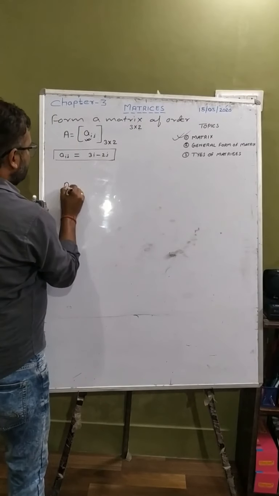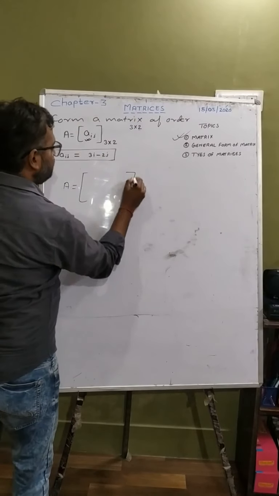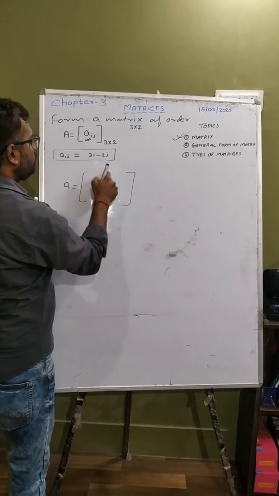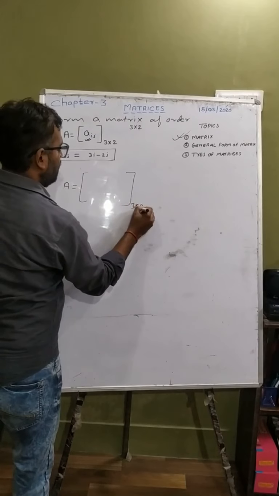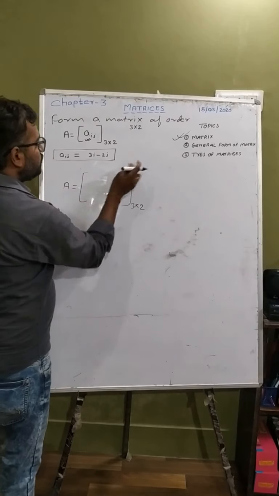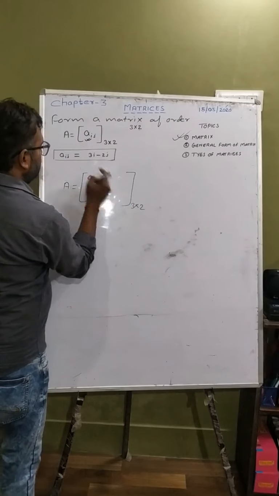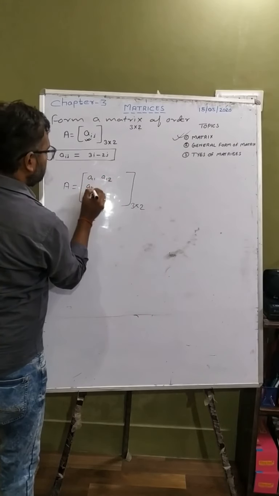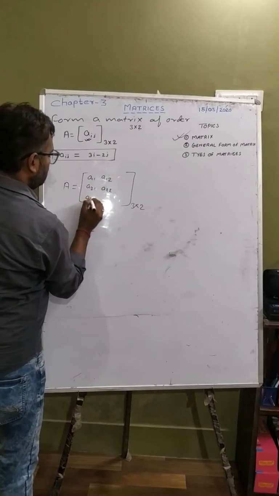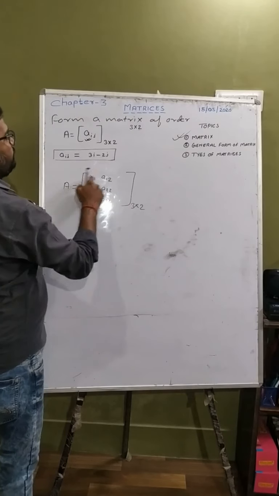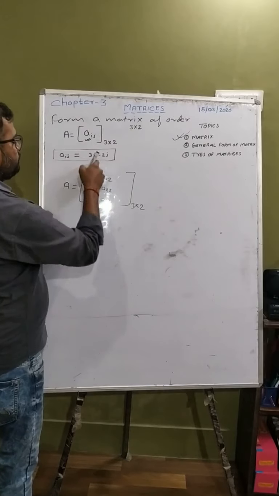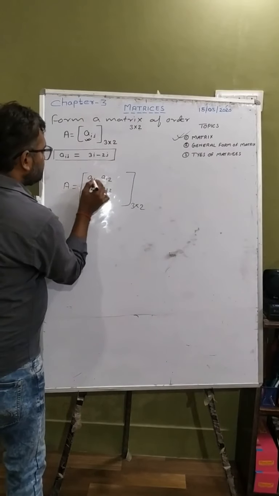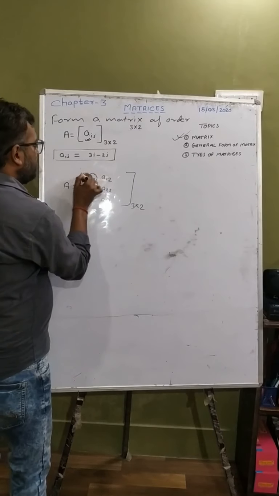Now write a structure here. What actually we need to find? We need to find a matrix of order 3 by 2. Then definitely 3 rows and 2 columns will be there. I told you how to write the position of the elements. Then A11, A12, A21, A22, A31 and A32. 1 row, 2 rows, 3 rows, first column, second column. Clear? We need to find the value of all these elements.